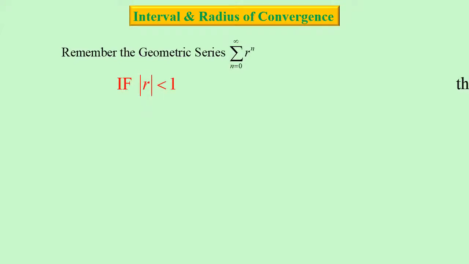One of the series that we studied in Calculus 2 was the geometric series, where we had some number raised to the n power. Well, what we determined was that if the number was smaller than 1, then the series converges.